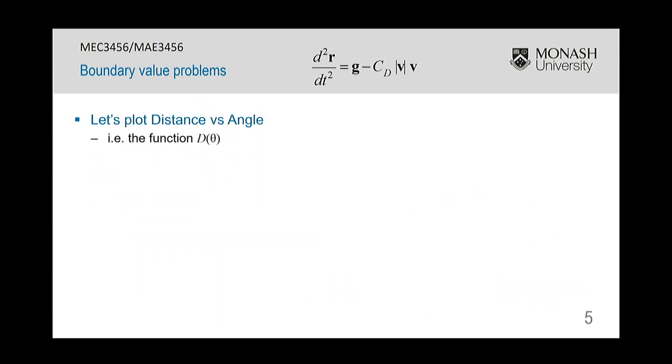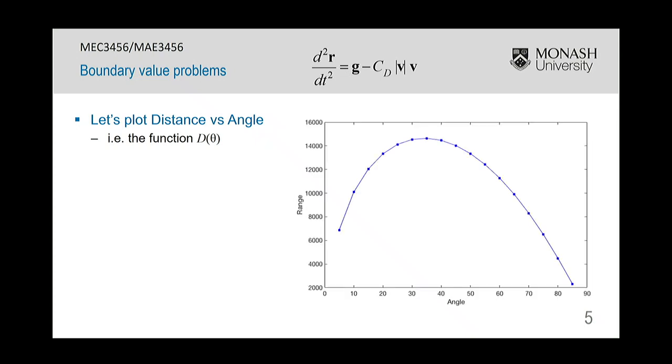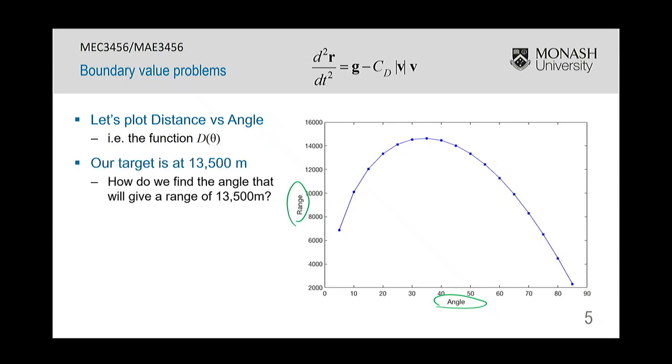Let's plot distance then as a function of angle. So we're going to call this function d of theta, and we're going to get a plot a little bit like this. So the range, that's d of theta, as a function of the angle, which is theta. So our target is at 13,500 meters. How do we find the angle that's going to give this range? Well, the range is represented by that red straight line there. So clearly where the blue line crosses the red line, the values of theta there are the angles that are going to give the correct range. This kind of issue or problem is the essence of a boundary value problem.